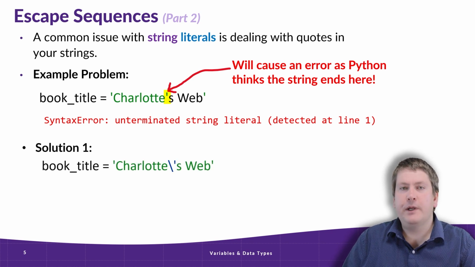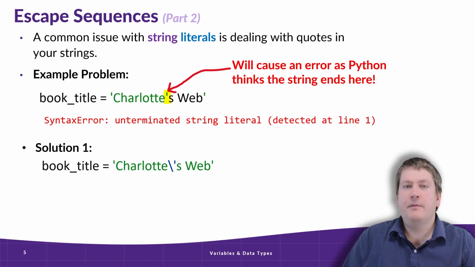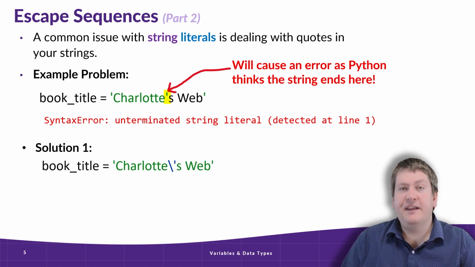There's a few approaches we could take to correcting this. The first would be using an escape character to escape that apostrophe. The backslash before the quote escapes it, meaning that Python does not see it as the end of the string, and this would work fine.